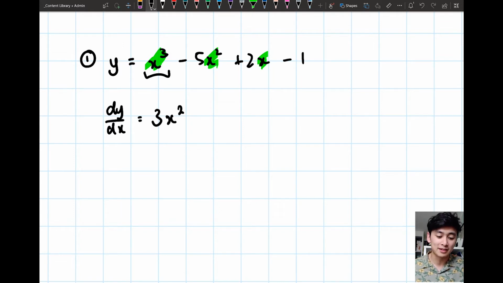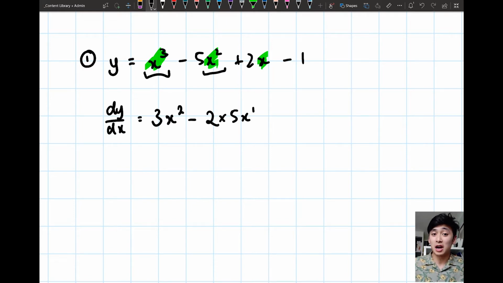Let's continue that for my second term. Second term, I've got minus 5x squared. The minus still stays. I bring down the power like I did in the first one. The power of x is 2, so I bring that down: 2 times 5x. And I subtract 1 from that power. 2 minus 1 is 1.